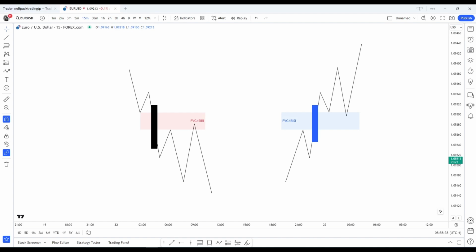So the last technical PD array that I will be going over today is the fair value gap. Now on the left hand side you can see we have the SIBI example where we have a sell side imbalance, buy side inefficiency. So this black candle was inefficient at delivering buy side from this candle's low to this candle's high. So this whole portion that's shaded red is our fair value gap.